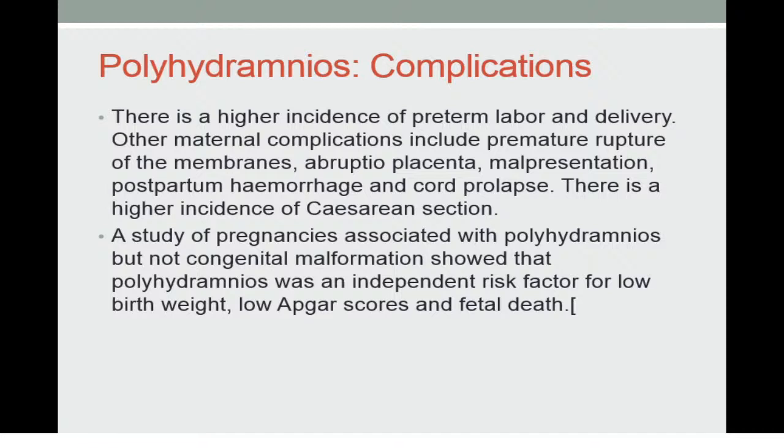As for complications of polyhydramnios, we already told there is a high incidence of preterm labor and delivery. Other maternal complications include premature rupture of membranes, abruption of placenta, malpresentation, postpartum hemorrhage, and cord prolapse. There is a higher incidence of cesarean section in categories of patients with moderate and severe polyhydramnios. A study of pregnancies associated with polyhydramnios but not congenital malformation showed that polyhydramnios was an independent risk factor for low birth weight, low Apgar score, and fetal death.